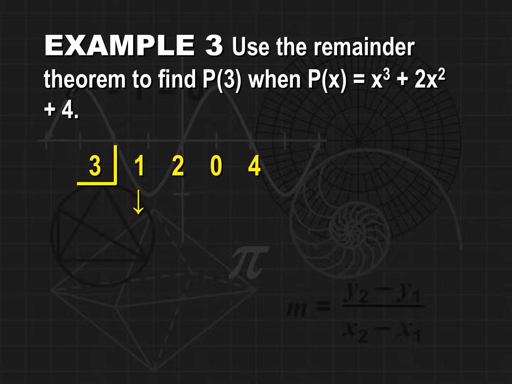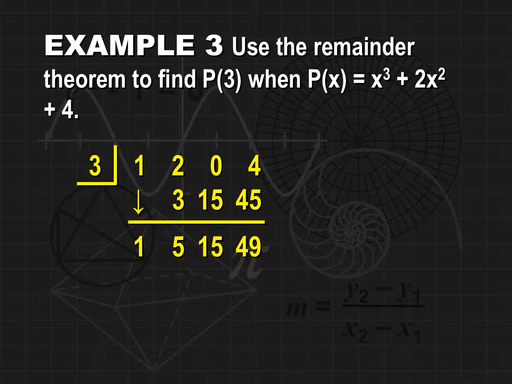So we use synthetic division. We bring down the first term. 3 times 1 is 3. 2 plus 3 is 5. 3 times 5 is 15. 0 plus 15 is 15. 3 times 15 is 45. And then 4 plus 45 is 49.